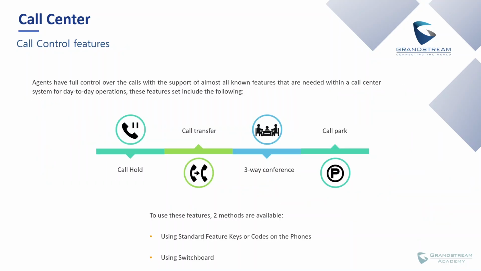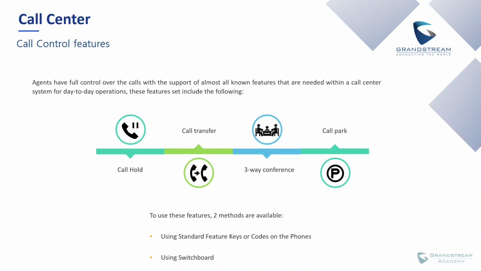All the necessary call features for call centers are provided by the UCM, like call hold, call transfer, 3-way conferencing, call park, and more. These features can be performed either using standard feature keys or codes on the phones. For example, the agent can use the transfer button on his phone to transfer the call, or use the UCM corresponding feature code for call hold to put the call on hold. Please note that for this first option, make sure to enable feature codes under call queue advanced settings.